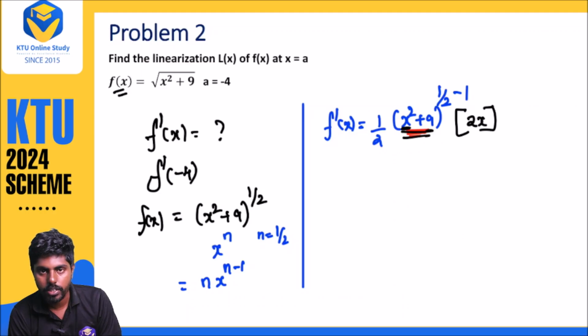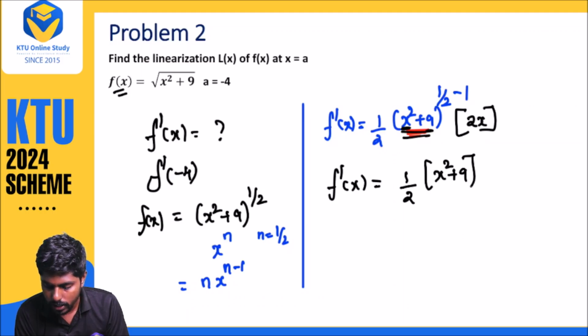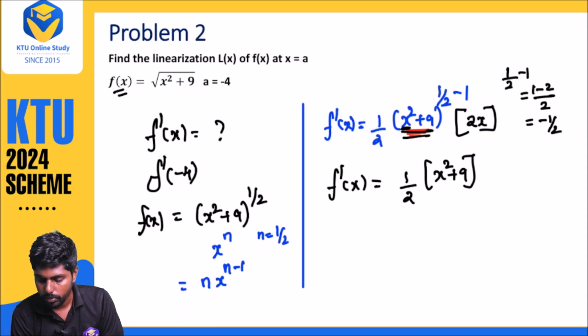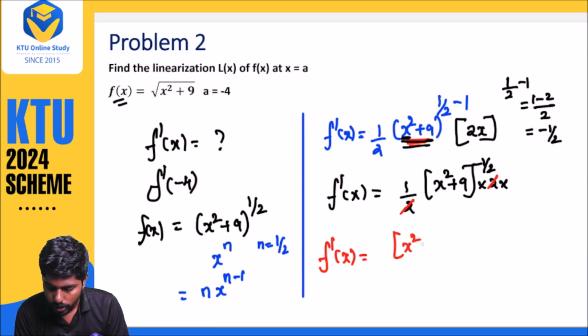X square, when we are differentiating, we will be getting 2x. So f dash of x is equal to 1 by 2 into x square plus 9, to the power 1 by 2 minus 1. Taking LCM, we get 1 minus 2, that is nothing but minus 1 by 2. So minus 1 by 2 into 2x. This 2 and this 2 will be cancelling. So f dash of x is equal to x square plus 9 to the power minus 1 by 2 into x.